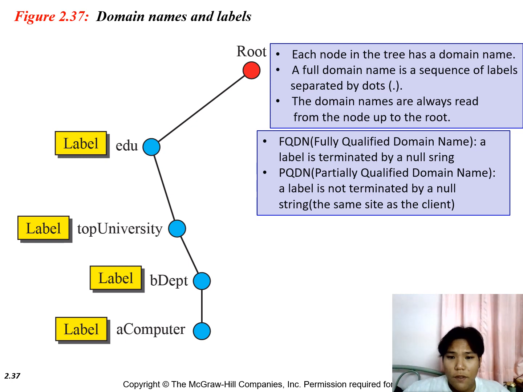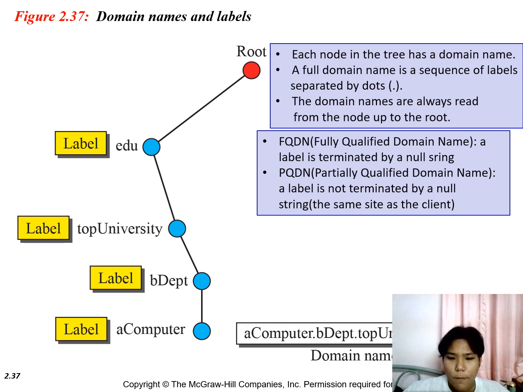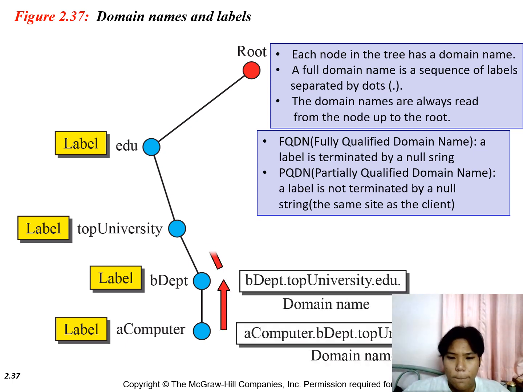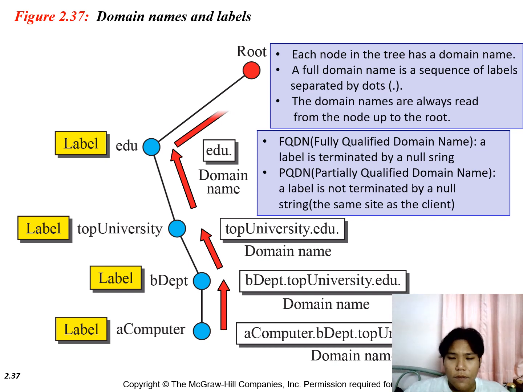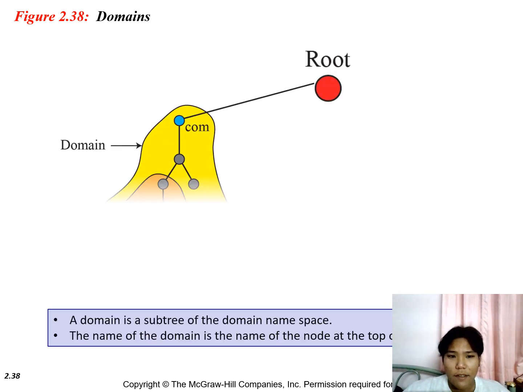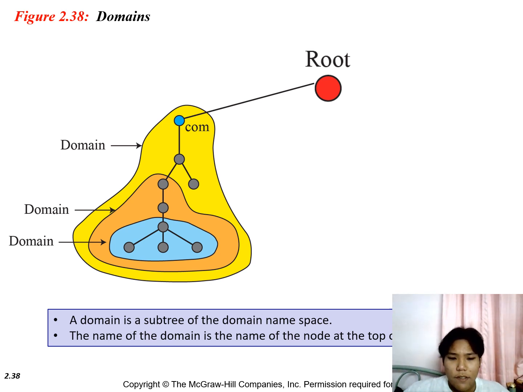And FQDN, or fully qualified domain name. A label is terminated by a null string. PQDN, partially qualified domain name. A label is not terminated by a null string, the same size as the client. So this is an example. Domains. A domain is a subtree of the domain namespace.